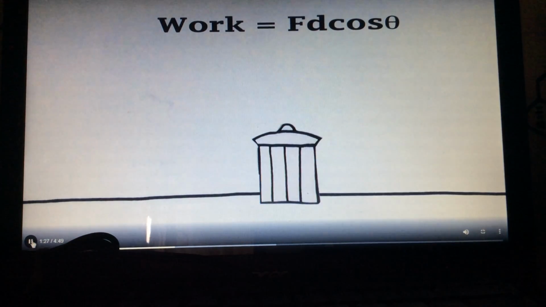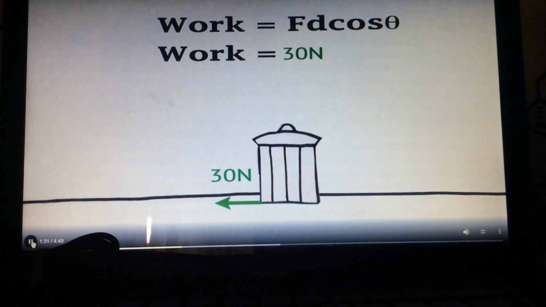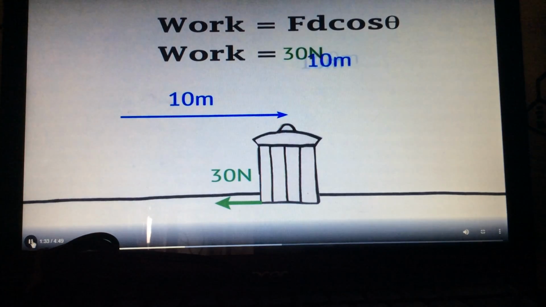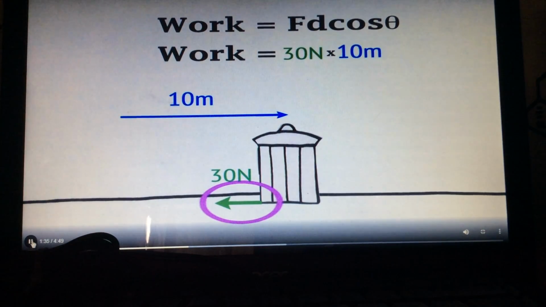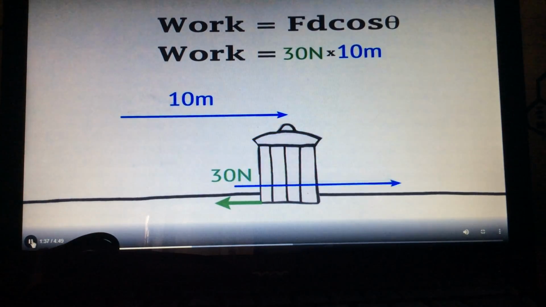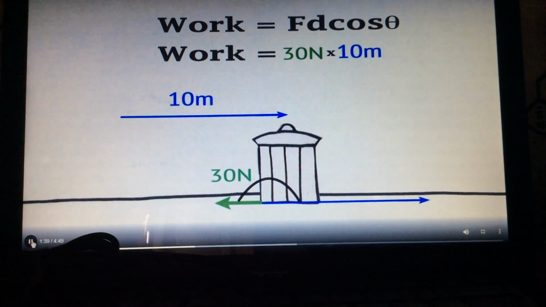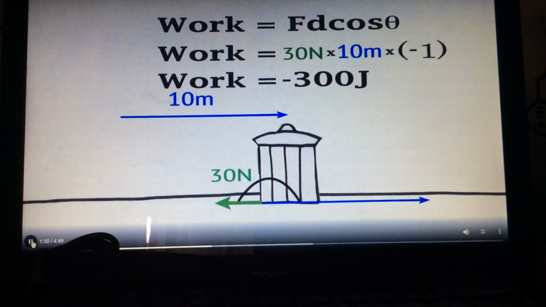To find the work done by friction, we'll plug in the size of the force of friction, which is 30 newtons. The displacement is still 10 meters, and since the force of friction points in the opposite direction as the displacement, the angle between the force of friction and the displacement is 180 degrees. Since cosine of 180 is negative 1, the work done by the force of friction is negative 300 joules.